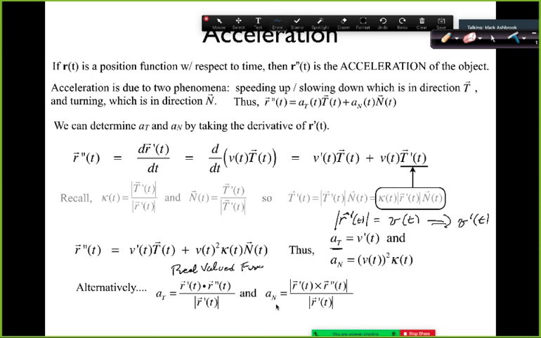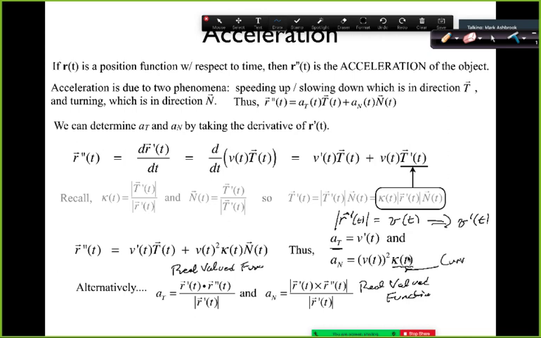And then the normal acceleration is the cross product of r prime and r double prime over the magnitude of r prime, also a real valued function. What is the k of t? This is curvature, which we did not do. We skipped over it. Okay.